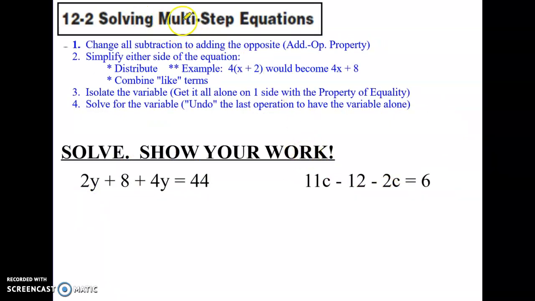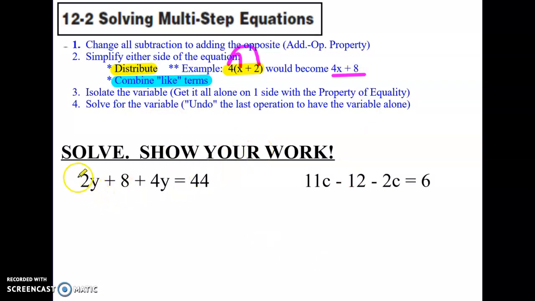Second lesson, multi-step problems. We're just going to, first of all, change all subtraction to adding the opposite. Simplify one side. It might mean that we are going to distribute. For example, if we had 4 times x plus 2, remember the distributive property, we take 4 times x, 4 times 2, and get 4x plus 8. Or we might be combining like terms, and then we're going to solve our problems just like we did on the first lesson.